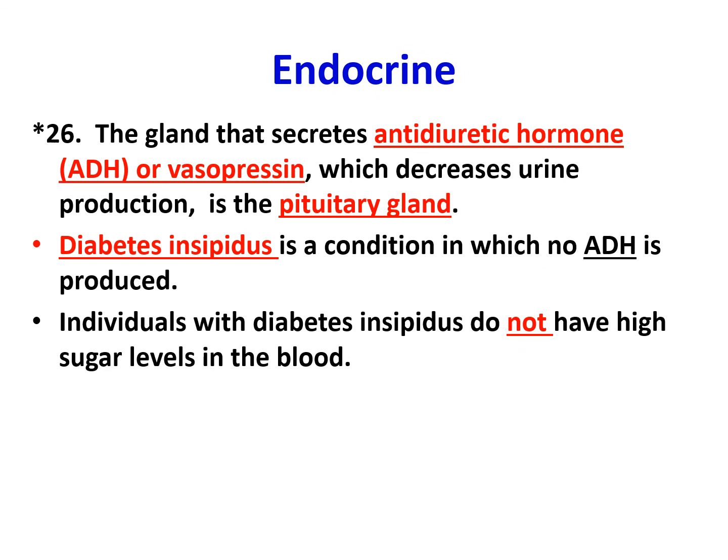So the gland that secretes the antidiuretic hormone, ADH, or vasopressin, which decreases urine production, is the pituitary gland, right? And so diabetes insipidus is a condition in which no ADH is produced. That antidiuretic hormone is not produced in cases of diabetes insipidus. So individuals with diabetes insipidus do not have high sugar levels in the blood, okay?